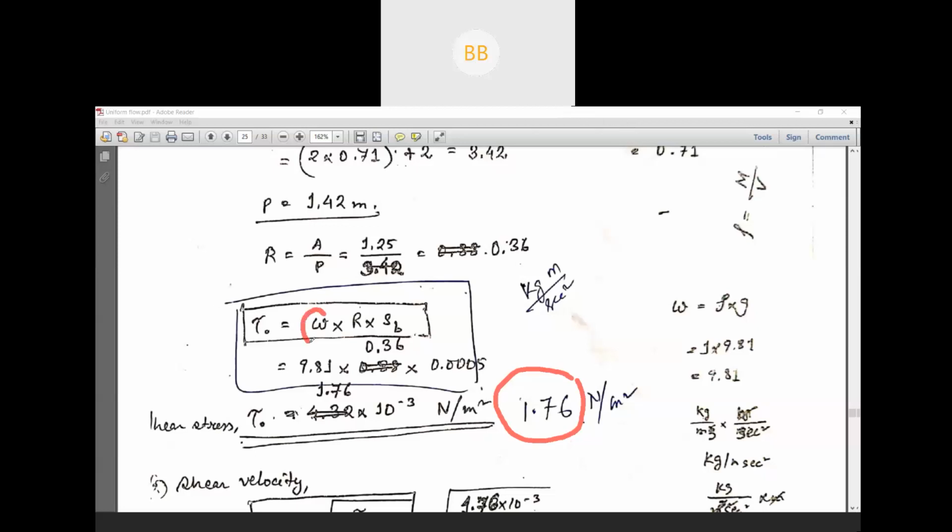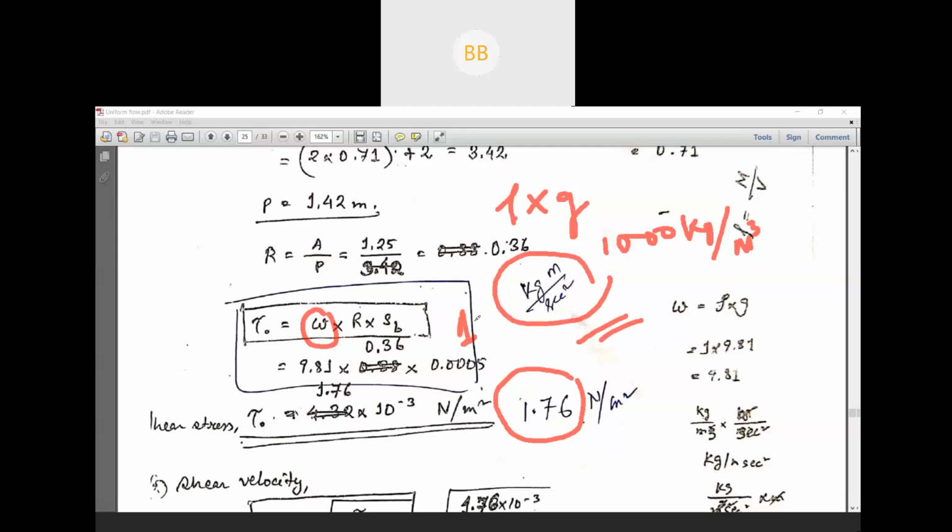See here, in rho into g, the density depends on the unit. You may consider 1000, then you have to take kg per meter cube. 1 Newton is nothing but kg meter per second square. Stress we always write in Newton, so try to get that in Newton per meter square. See if you are getting the same value or not.